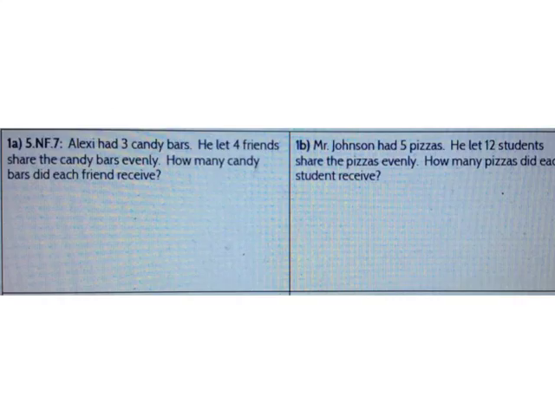Look at problem 1a. Alexei had 3 candy bars. He let 4 friends share the candy bars evenly. How many candy bars did each friend receive? What operation do I need to solve this problem? This is a division problem. What's being split up in this problem? 3 candy bars are being split up. So which division sentence would I use? I would write 3 divided by 4. I know that I can write 3 divided by 4 as a fraction. How do I write 3 divided by 4 as a fraction? It's 3/4.